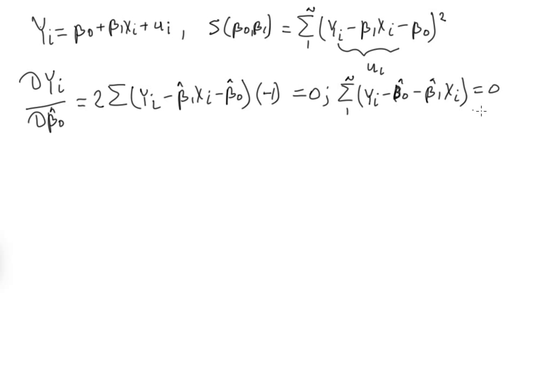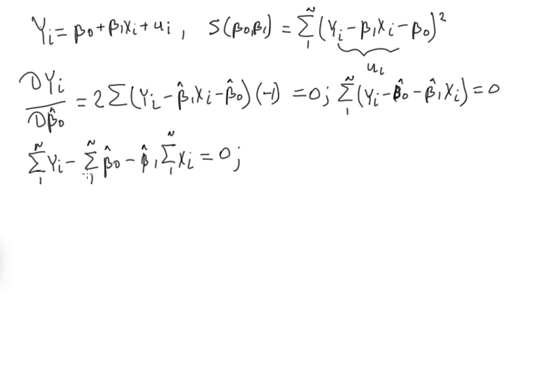Now let's use the distributive rule of the summation sign, which leaves us with a nice simple formula to work with. The sum of y_i minus beta 0 hat minus, now beta 1 hat is a constant, so it will be written before the summation operator, the sum of x_i equals 0.